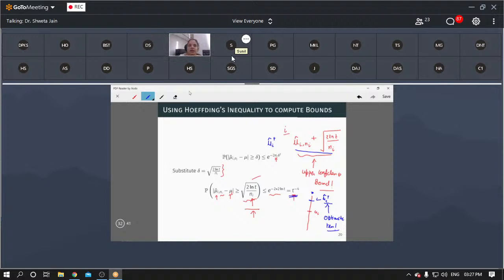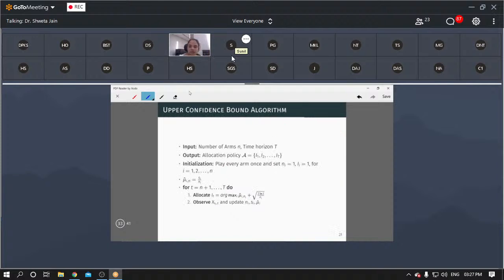That's the idea. And this gives us our algorithm, which is called the upper confidence bound algorithm. Simple. And the algorithm is extremely simple once you have decided this. So I have the number of arms n as input, I have the time horizon T as input. I want to come up with an allocation I1, I2, up to IT.